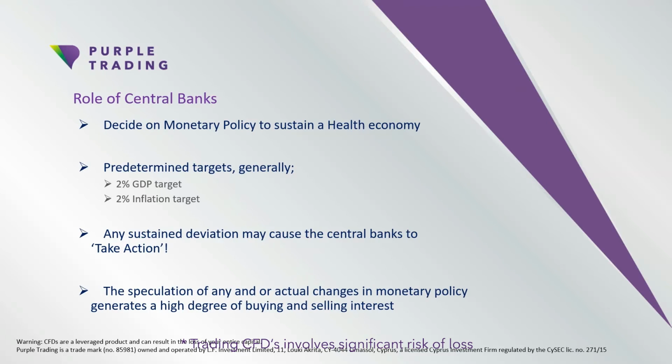Moving on, if there's any sustained deviation away from these targets, then it could lead the banks to intervene and make changes. So that's why when these news reports come out and they come in unexpected, or to what the expectation is, or better than expected, then we see a great deal of volatility on the chart. And this is people speculating based on the outcome of the news events whether the bank's going to take any action or not. So the speculation of any and/or actual changes in monetary policy generates a high degree of buying and selling interest.